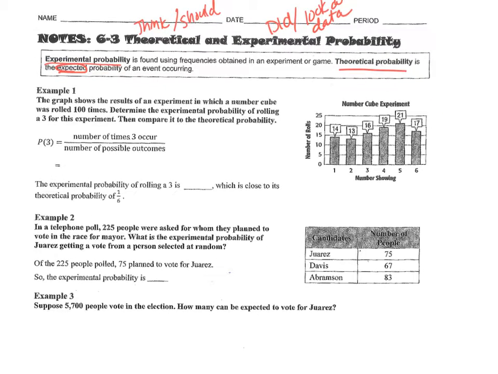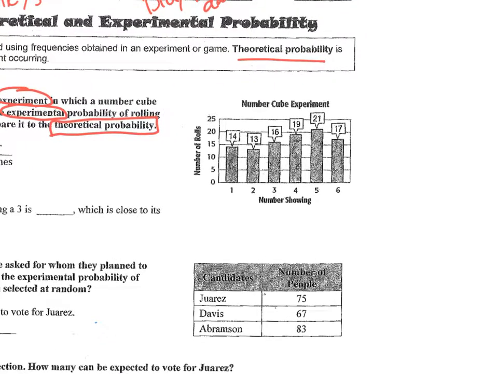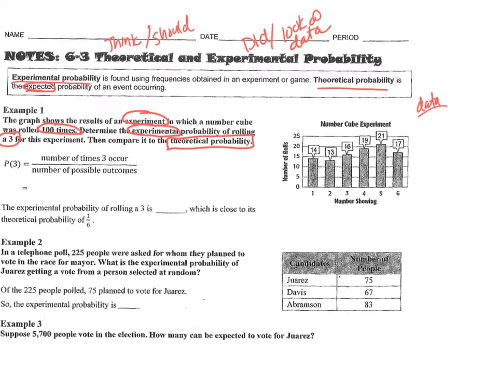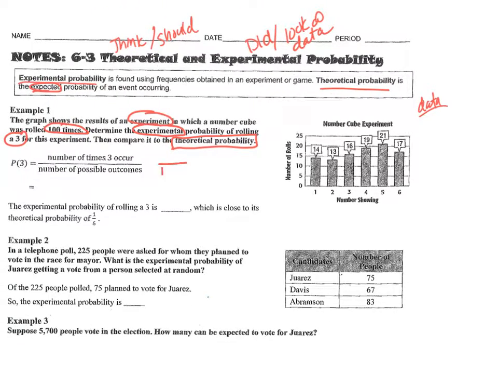So example 1, the graph shows the results of an experiment in which a number cube was rolled 100 times. So determine the experimental probability of rolling a 3 for this experiment. Then compare it to the theoretical probability. So the theoretical, remember, that's what should happen in a perfect world. So for the first one, let's look at this. This is our data that we're talking about. So for our experiment, this was our data. So the number cube, how many times did they say they rolled? 100 times. So that's your number of possible outcomes.